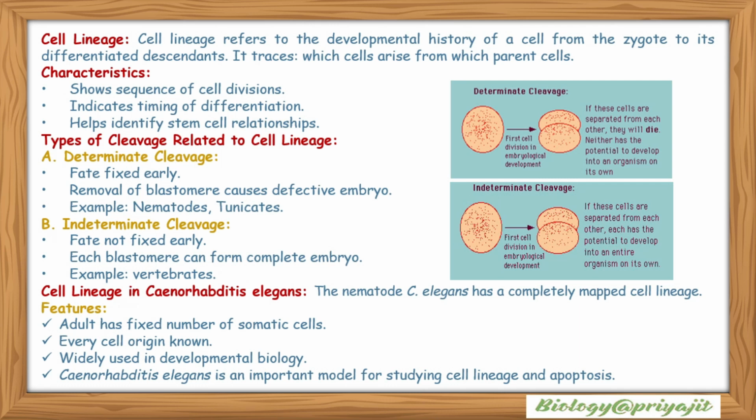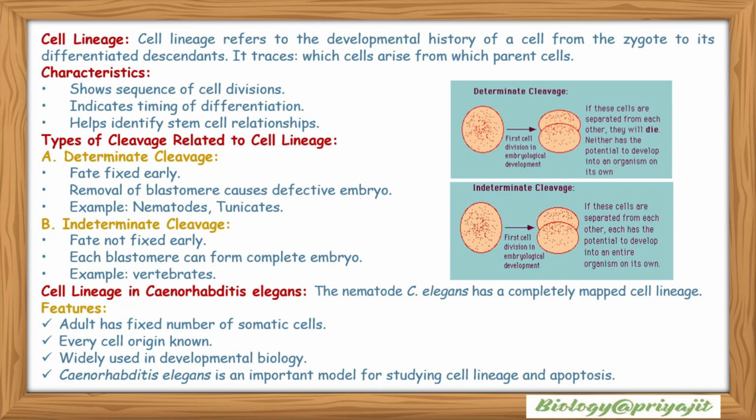Cell lineage. Let's simplify the topic. It refers to the developmental history of a cell from the zygote to its differentiated descendants. It traces which cells arise from which parent cell. Characteristics: it shows the sequence of cell divisions, indicates the timing of differentiation, and helps identify stem cell relationships.